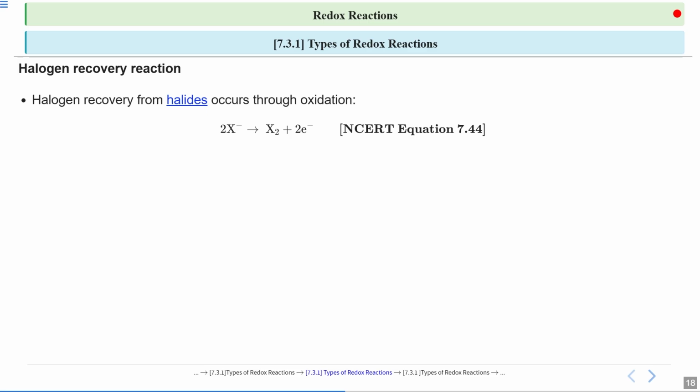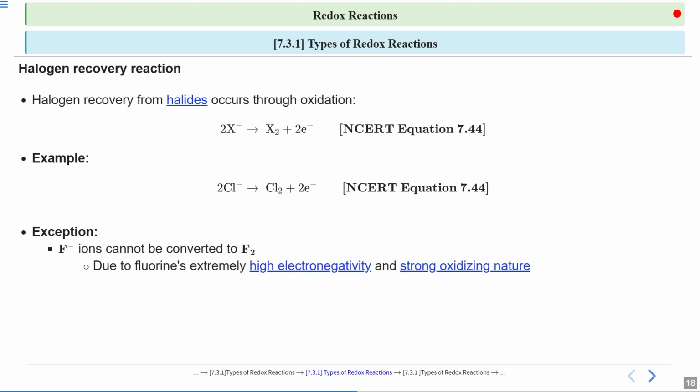Now here the X is a halogen element, whereas it can be chlorine, bromine and iodine. For example, chloride would give Cl2 plus 2 electrons, and there is an important exception, that is of fluorine. That means the fluoride ion can never be converted to F2 by chemical means.